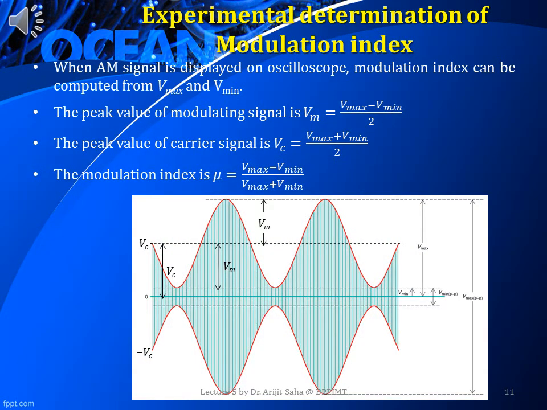How we can experimentally determine the modulation index is shown here. When the AM signal is displayed on an oscilloscope, modulation index can be computed from V_max and V_min, as shown in this figure. The peak value of the modulating signal is V_m, equal to (V_max − V_min)/2, and that of the carrier signal is V_c, equal to (V_max + V_min)/2. So the modulation index μ = (V_max − V_min)/(V_max + V_min).